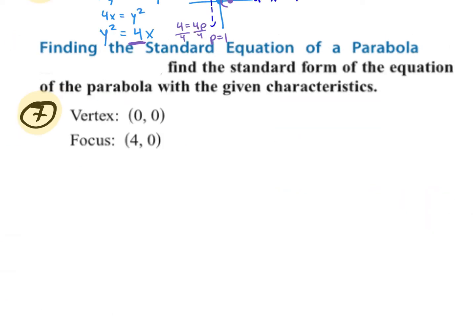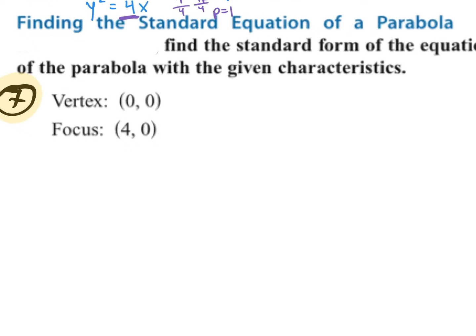All right, for 7, we'd find the standard form of the equation of the parabola with the given characteristics. So I like to graph it first. You don't have to. I'm going to put my vertex at 0, 0. My focus is at 4, 0. So which way does my graph open? To the right. It opens to the right because it's like a little bowl and your focus is inside the bowl.